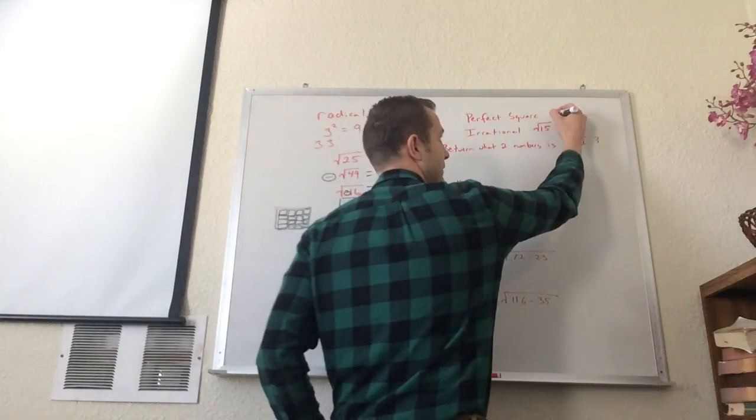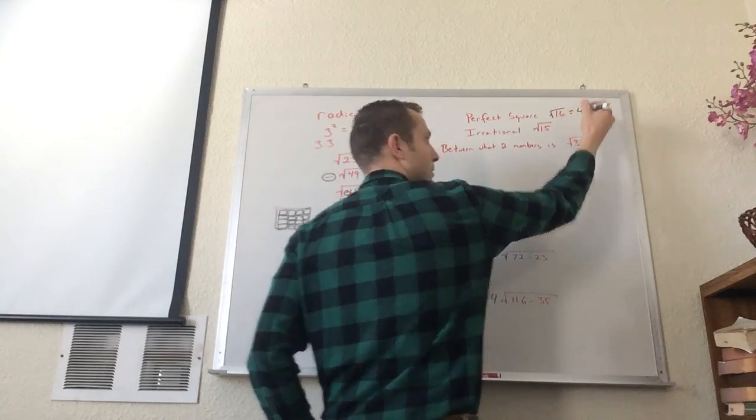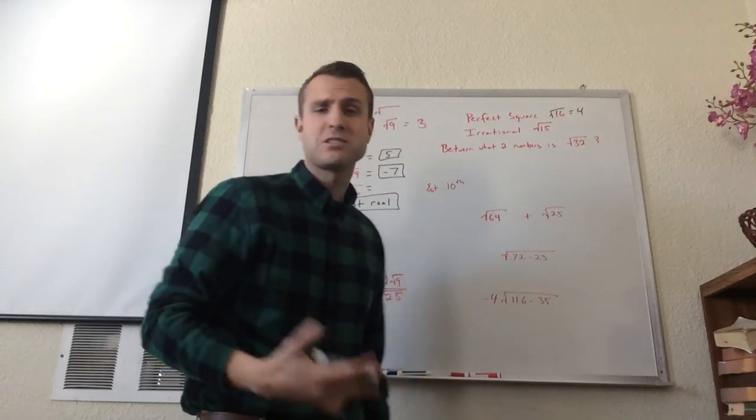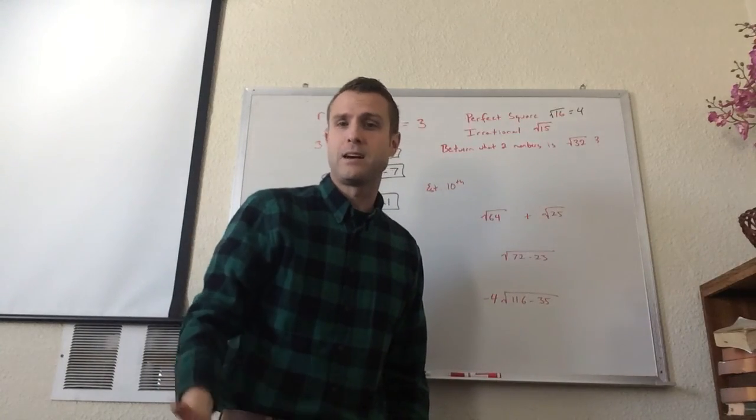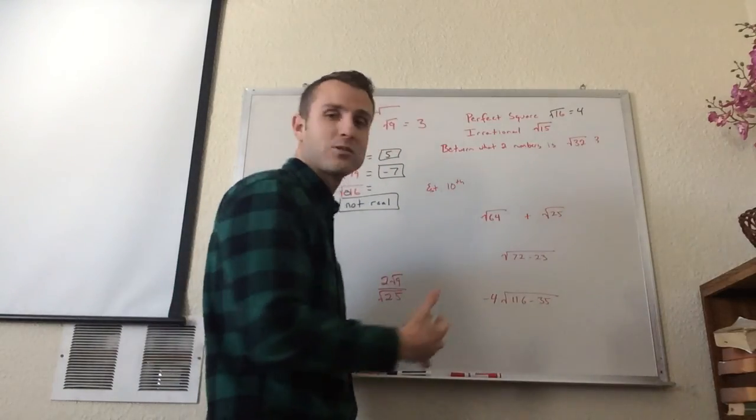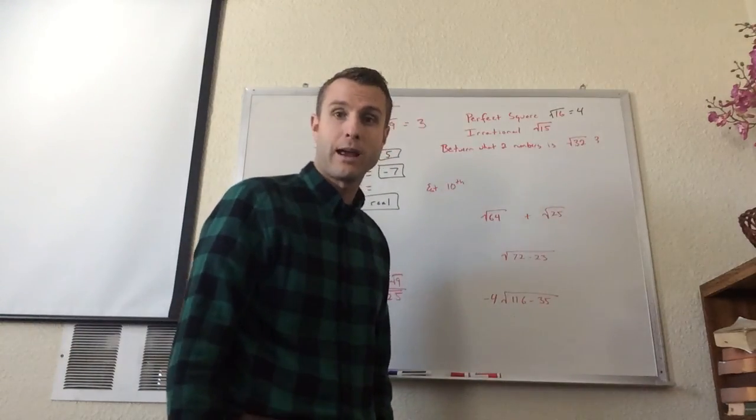So for a perfect square, if I take the square root of 16, I get a whole number, 4. But if I do the square root of 15, there is no number that can multiply by itself to equal 15. So it's going to be an irrational number. The answer would be a decimal that keeps on going on forever.